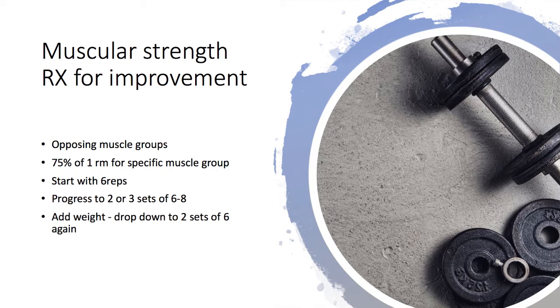Again, I'm going to pick the opposing muscle groups. What I'm going to do is take 75% of my 1 RM, right? So you figured out your 1 RM, and then you take 75% of that. So if I did a 1 RM on a bench press and it was 100 pounds, my workout weight wouldn't be that 100 pounds. My workout weight would be 75 pounds.